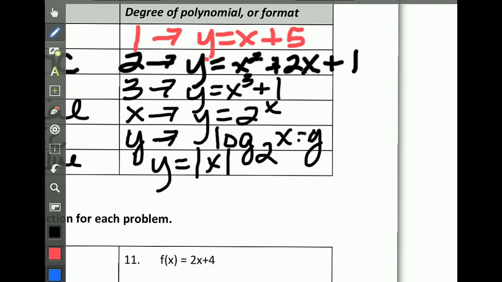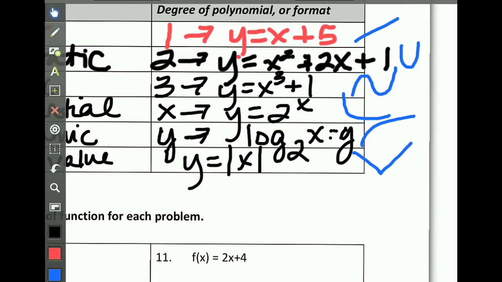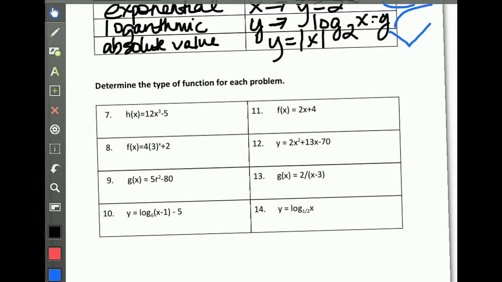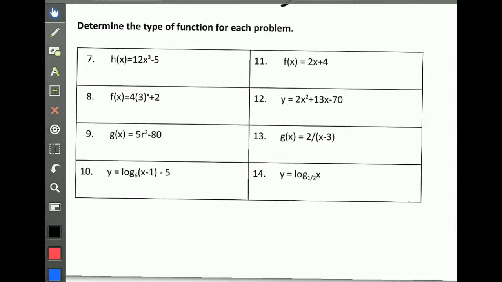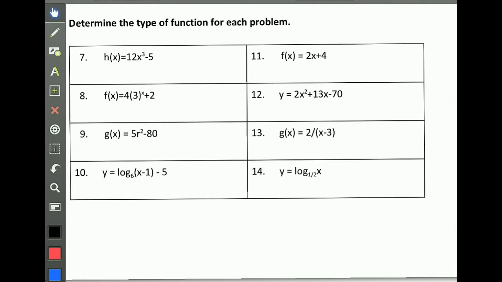And we'll go in the side over here and write in what all these functions look like. So linear equations are a straight line. Quadratic is a parabola. Cubic looks like something like that. Exponential looks something like that. Logarithmic looks like that. And absolute value is V-shaped. Okay? So you should be able to look at the degree in a function and be able to determine what type of function that is.